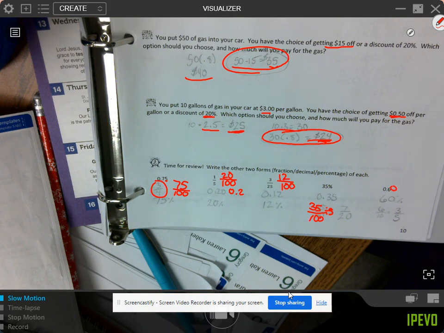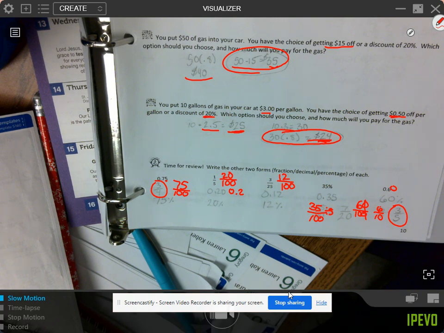0.6 is the same as 0.60, which would be 60%. I could do 60 over 100, or I could just go straight to that 6/10, dividing out that 10 first, and then I have to divide a 2 out to get my 3/5.